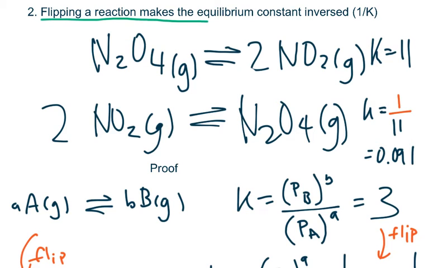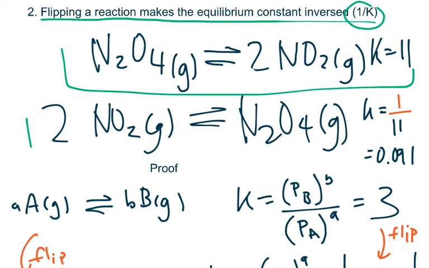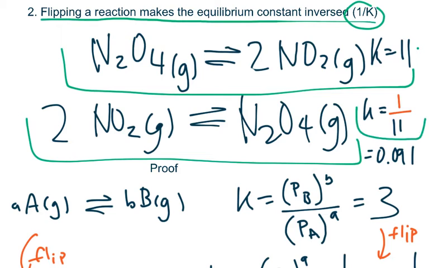Flipping a reaction makes the equilibrium constant inversed. So you would take 1 over K if you flip a reaction. So this is our original reaction, and all I did was flip it. Now, if I flip it, that means our K is inverted. So instead of 11, it's 1 over 11, or when simplified, you will get 2 sig figs, or 0.091 for your new equilibrium constant. And for consistency, let's put P here to indicate that we are dealing with pressures.